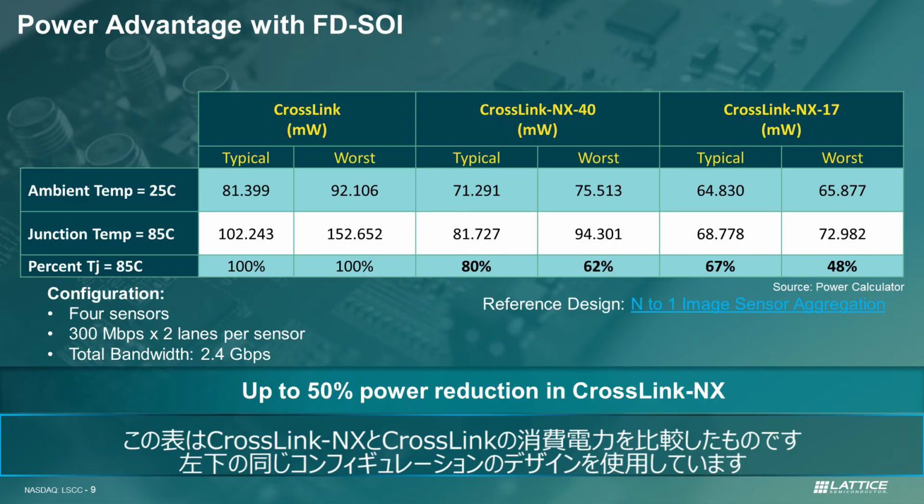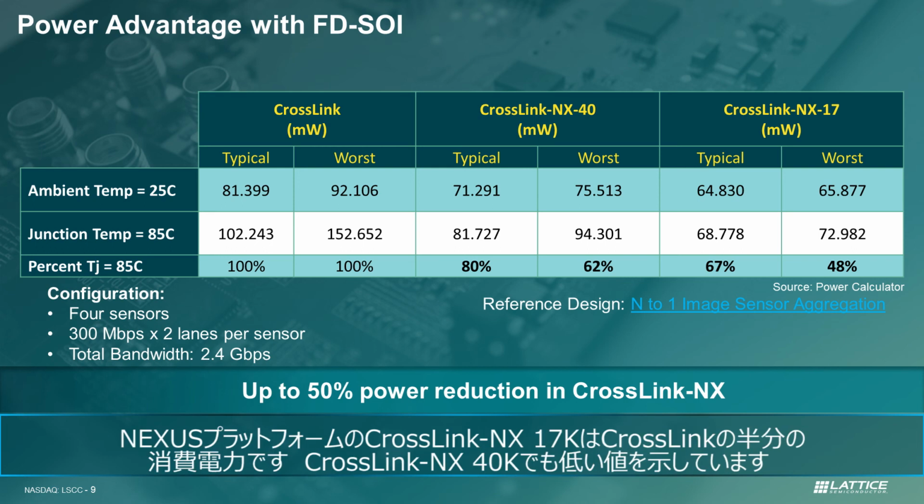This table compares the power consumption of CrossLink-NX and CrossLink in a typical reference design, using the same configuration. For this specific configuration, CrossLink-NX17 consumes only half the power of CrossLink. Even CrossLink-NX40 is better overall. This shows the power of the new Nexus platform.